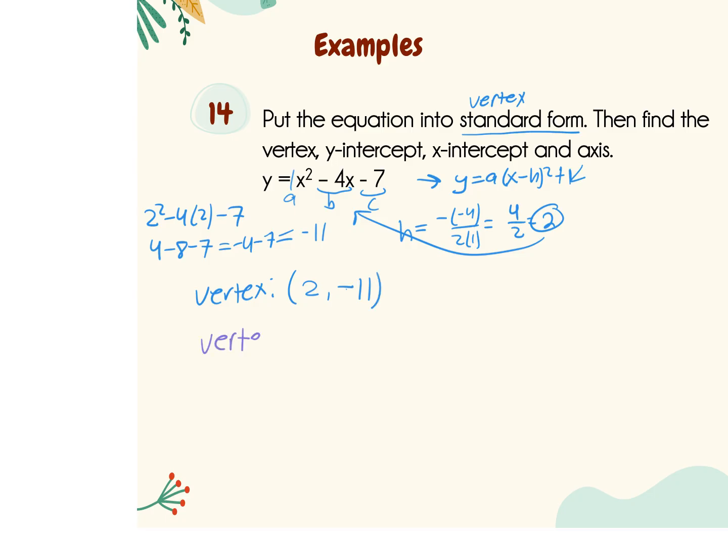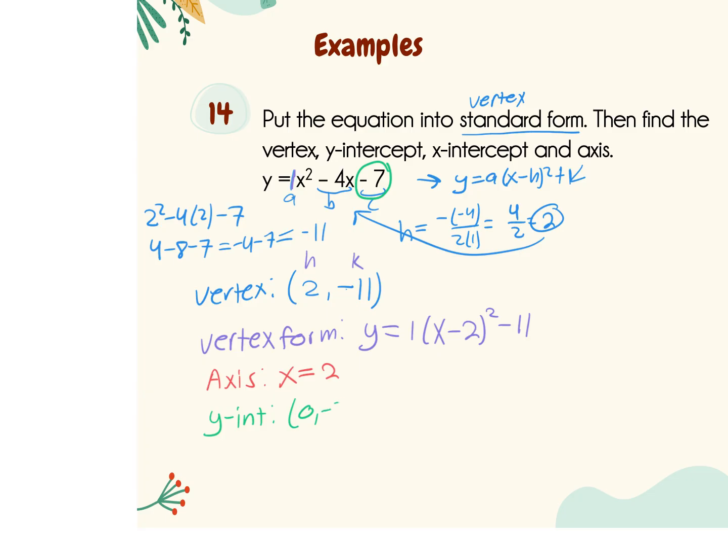And that means our equation in vertex form is going to be y equals a. Keep in mind a in this case is 1. x minus h, so x minus 2 squared plus k, so plus negative 11 is minus 11. Remember, vertex is h and k. All right. And then from here, we can also find our axis of symmetry. So our axis of symmetry is going to be x equals the x-coordinate of our vertex, right? Another super easy piece of information we can find is the y-intercept. Just use your c value. That's going to be 0, negative 7.